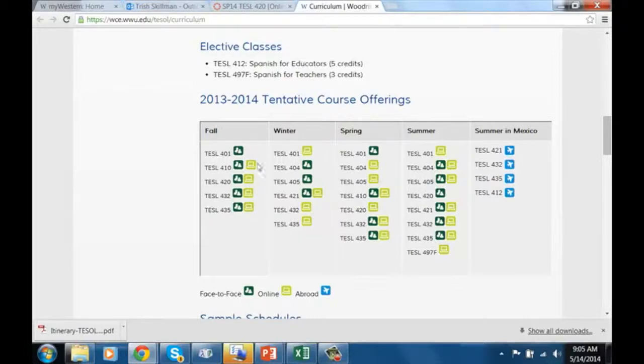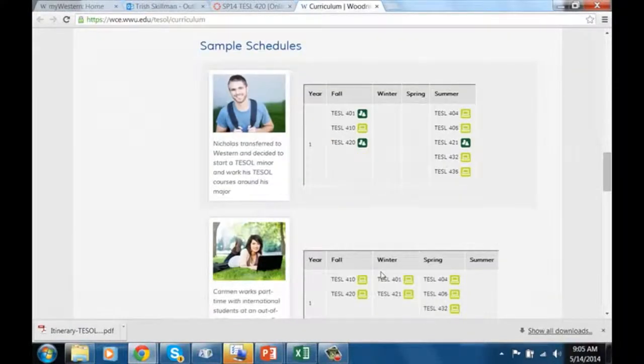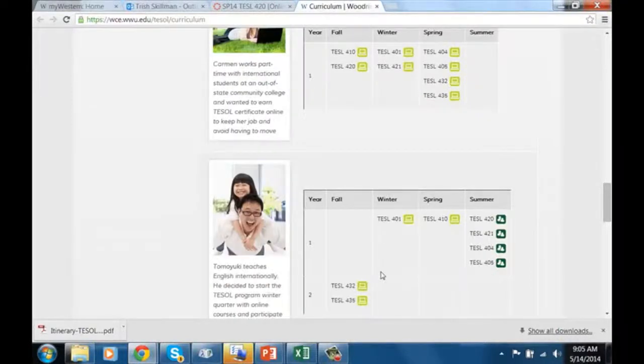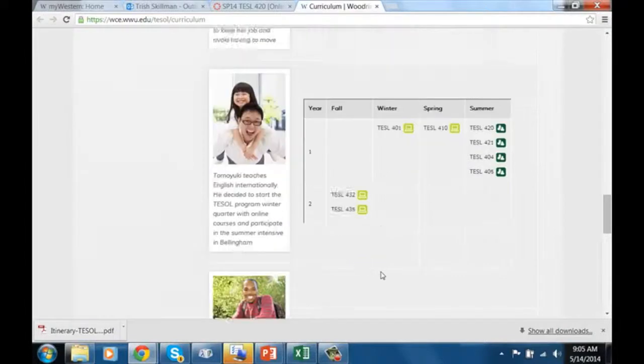face-to-face, so these are the online, the face-to-face, or in some cases you may be able to take it abroad in Mexico. It also provides you with sample schedules, so you can look at the samples and see different ways that people have pulled their own curriculum schedule together. This is a place where I can give you some one-on-one advising if you contact me about what would work best for you.